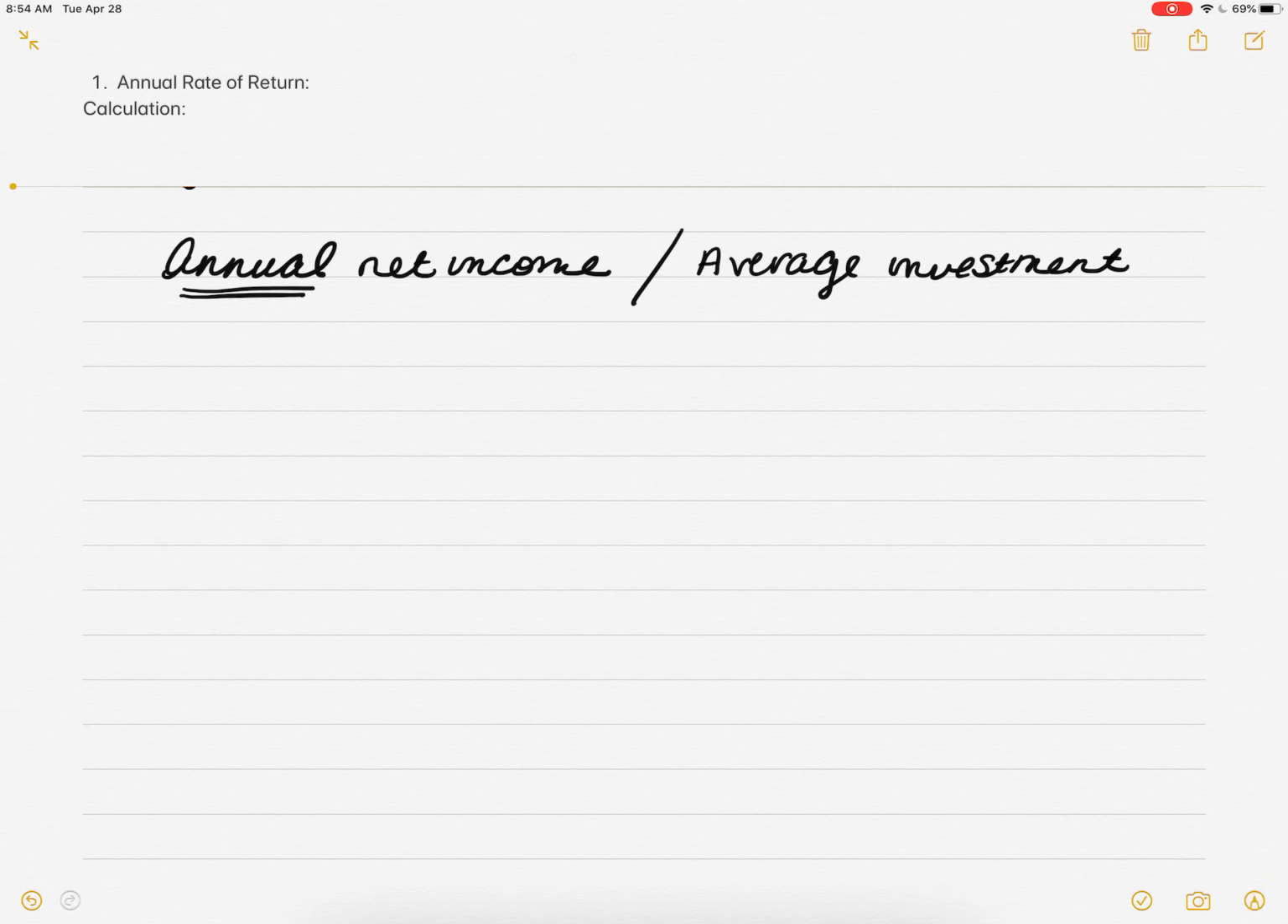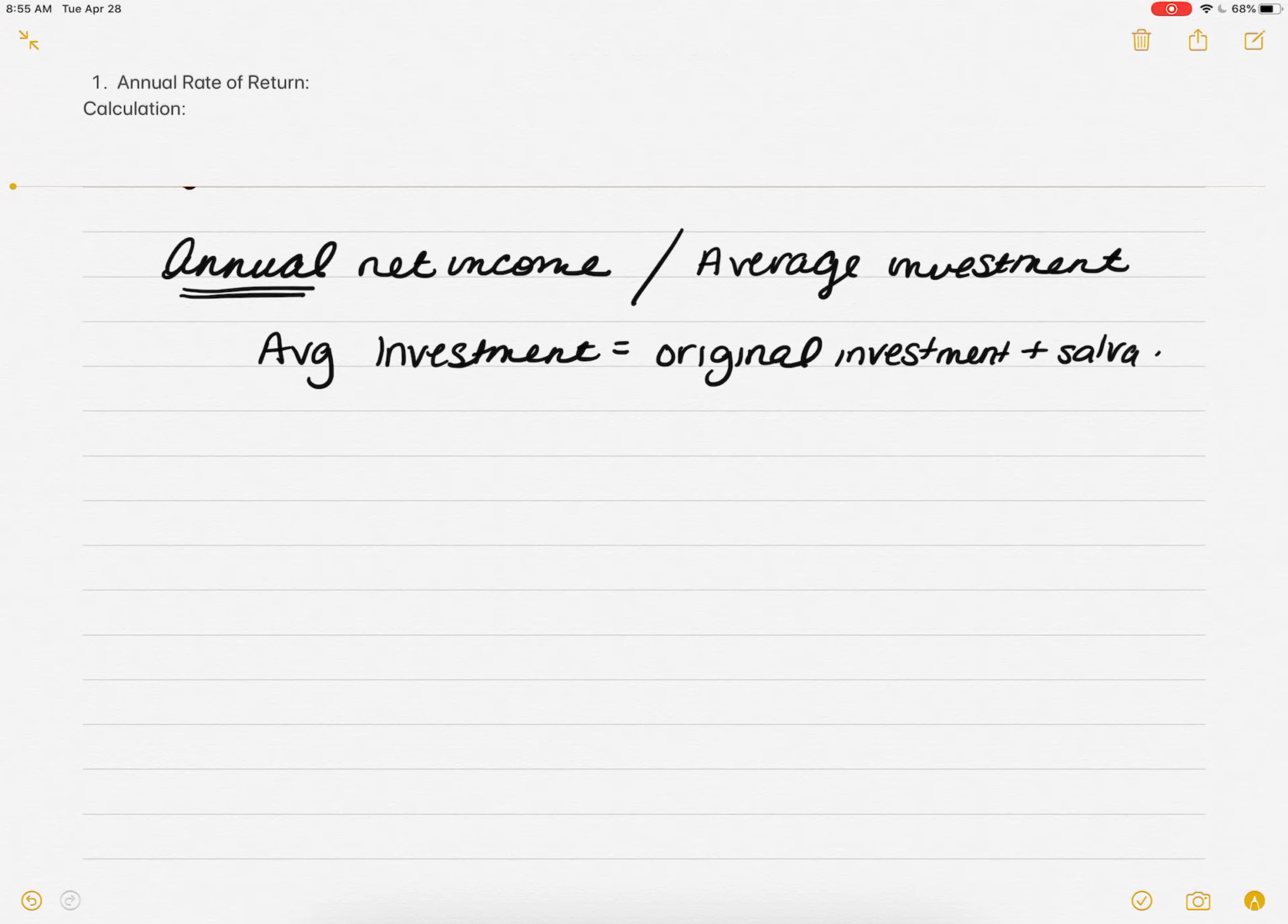To get your average investment, you're going to take your original investment plus that salvage value, and remember your salvage value, also called your residual value, is what you expect to get back when you're done using your item. You're going to take all of that and divide this all by 2 to get that average investment. So let's walk through that example here.